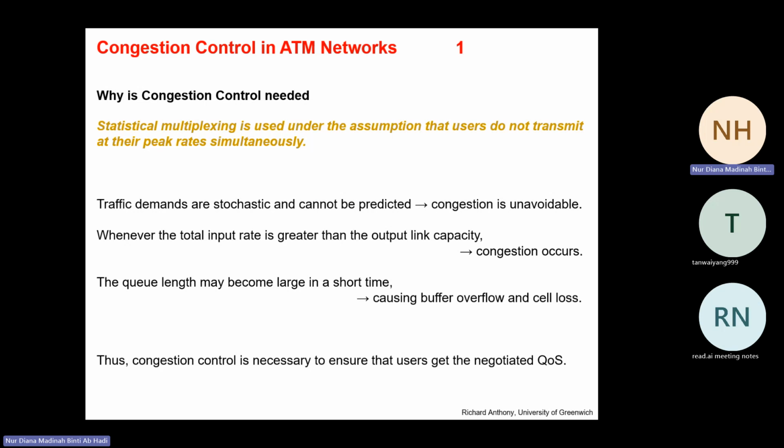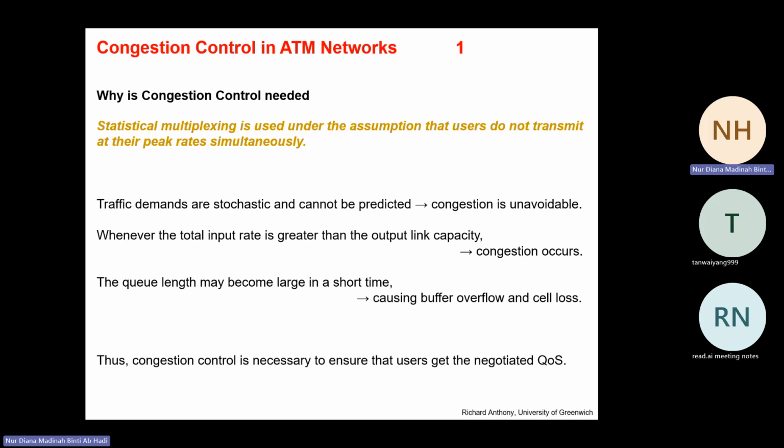So congestion in ATM. Why is congestion control needed? Because when we involve statistical multiplexing, it is under the assumption that users do not transmit at their peak rate simultaneously. Therefore, your traffic demands are stochastic and cannot be predicted, and congestion is unavoidable. Whenever the total input rate is greater than the output link capacity, congestion will occur.